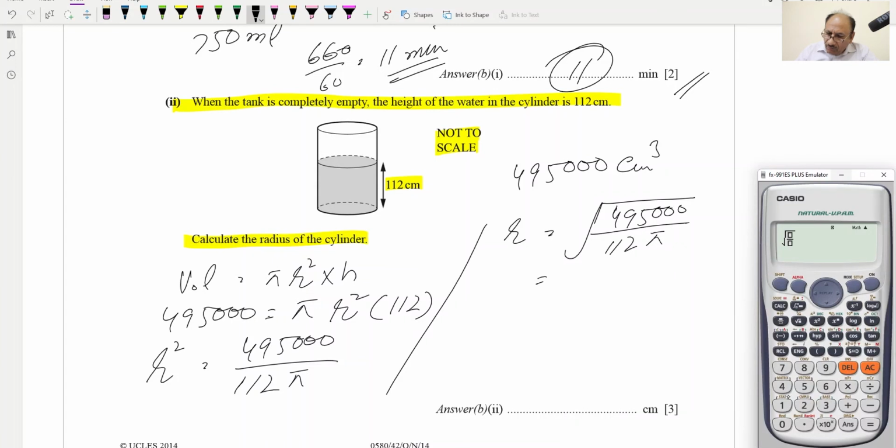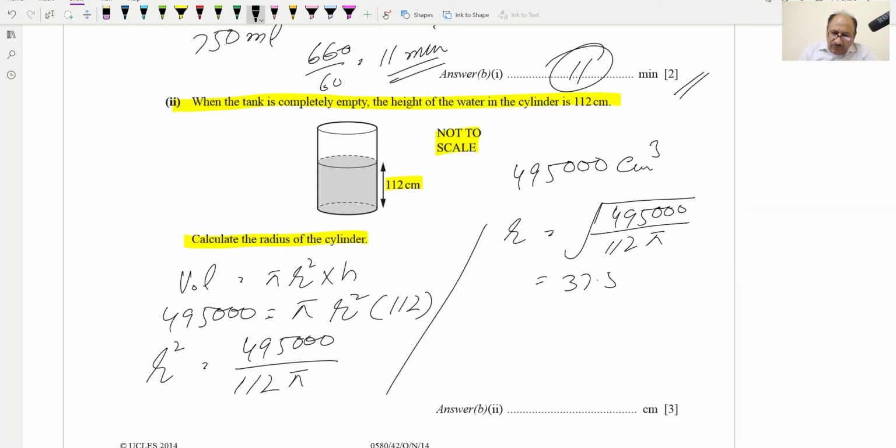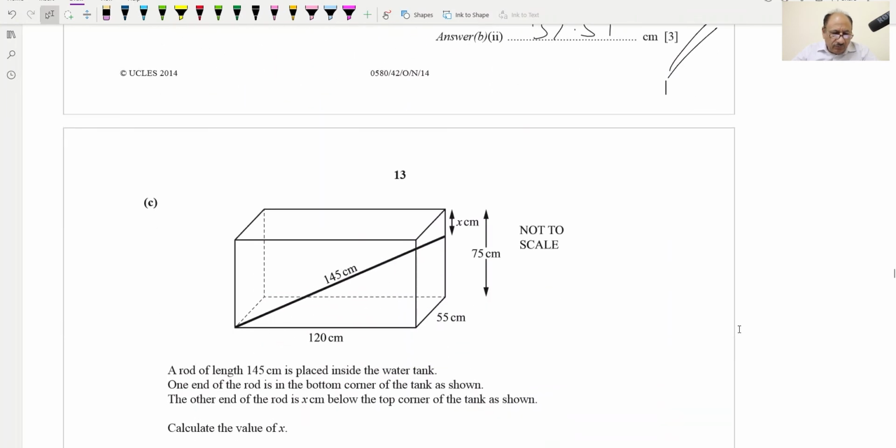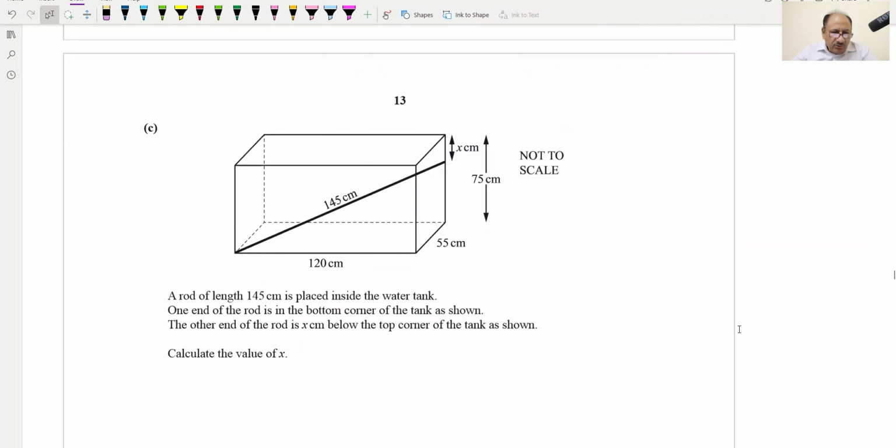This will be equal to the square root of 495,000 divided by 112 pi, and that is 37.5075, so 37.51 centimeters. This will be the radius of the cylinder. So r value will be equal to 37.51 centimeters. This is a 3 mark question which we are done. Hopefully you understood this.